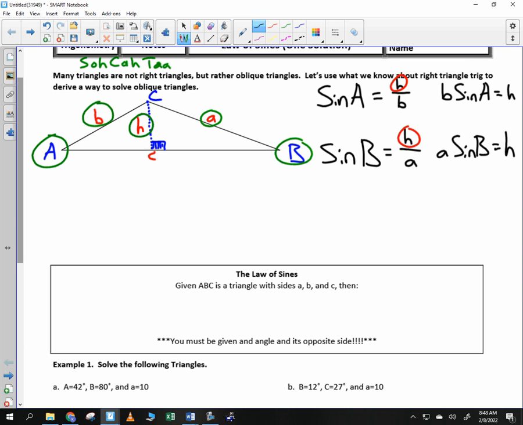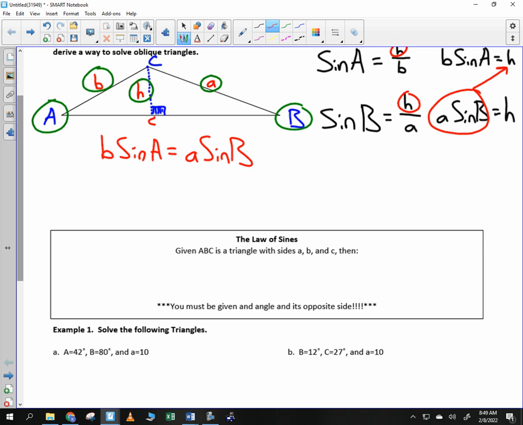Hey, look at that. Both my expressions are equal to what? H. So if they're both equal to H, then I can take this one and plug it in for H. And look at the expression I get. B times the sine of A is equal to A times the sine of B. I'm going to do one last trick to make it look really nice, and it'll be in the form that we use over the course of this entire unit.